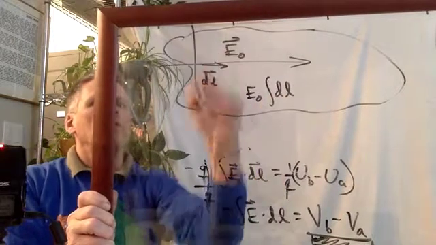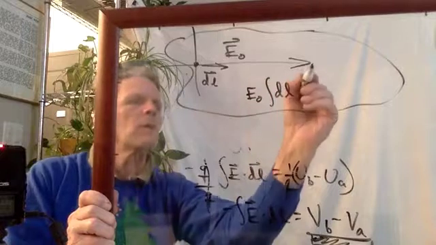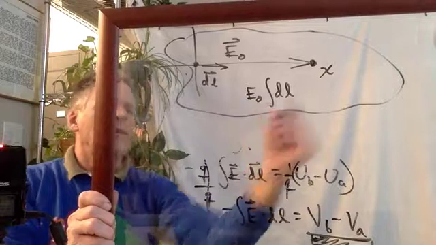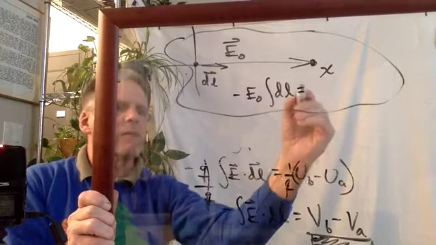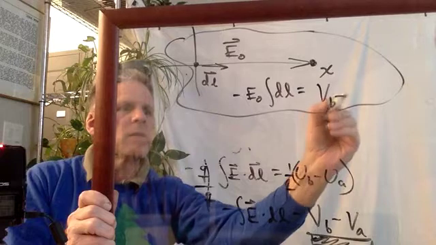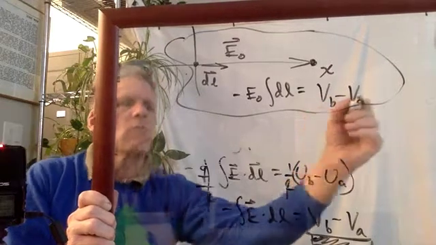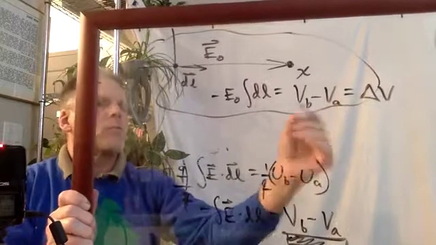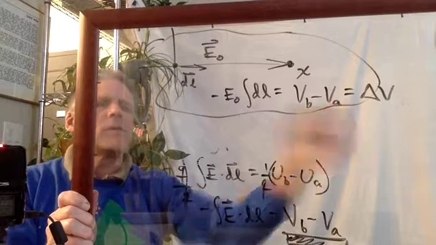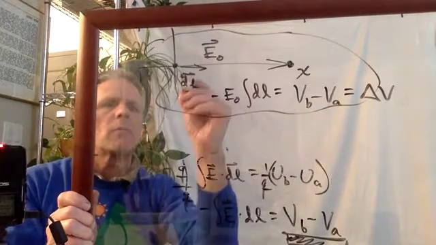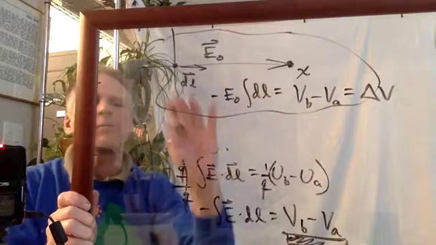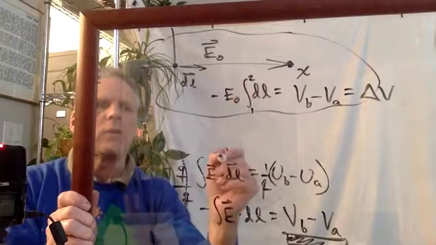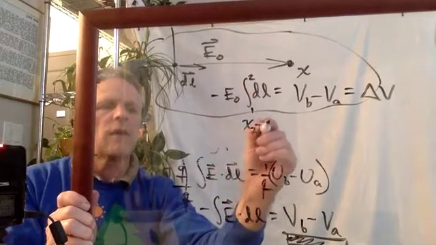So let's go ahead and set up a coordinate system. This is here, and we're going to go out to some point here, which is x. Okay? So now let's look at what this gives us. E0 dl equals VB minus VA, which I'm just going to call delta V. So E dot dl equals delta V. Well, where are we going from? Here we're going from 0 to x. But to be more general, let's just say we're going from some x1 to some x2. And so we have x2 minus x1.